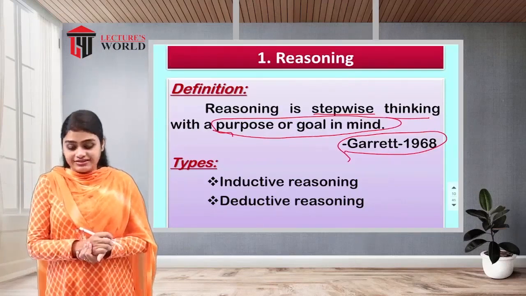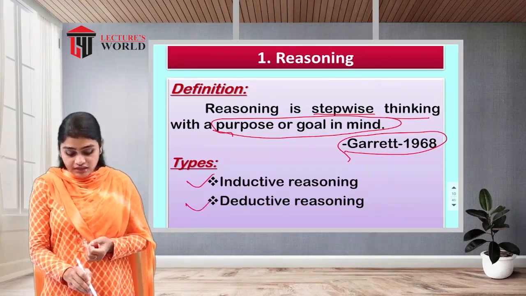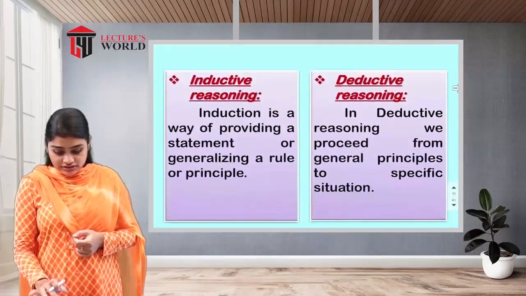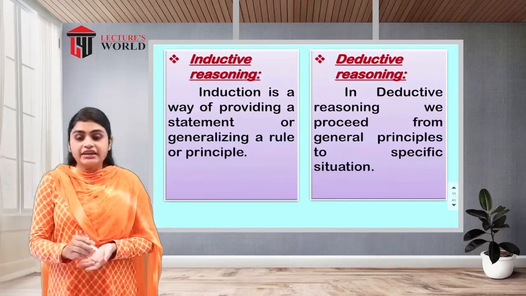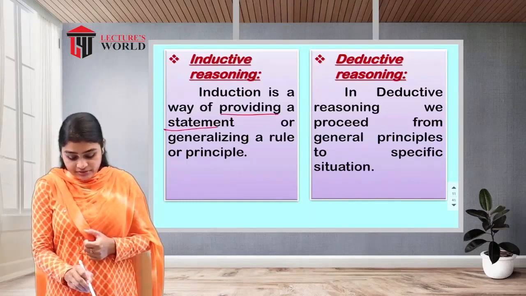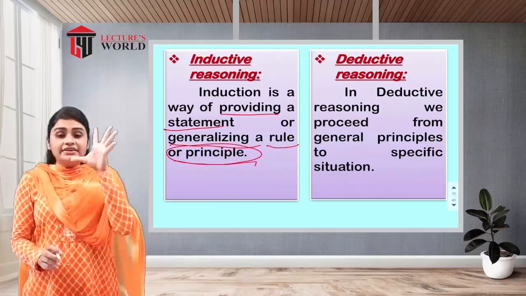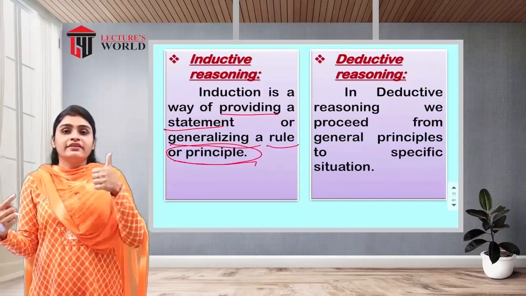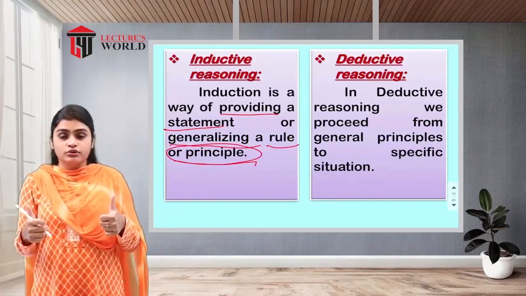When we talk about reasoning, it has two types: inductive reasoning and deductive reasoning. So let's see what inductive reasoning and deductive reasoning are. The first one is inductive reasoning. Induction is a way of providing a statement or generalizing a rule or a principle. That means any statement we are giving to generalize some specific principles or rules. At one end we have the statement, at the other end we have the generalizing rule or principle.